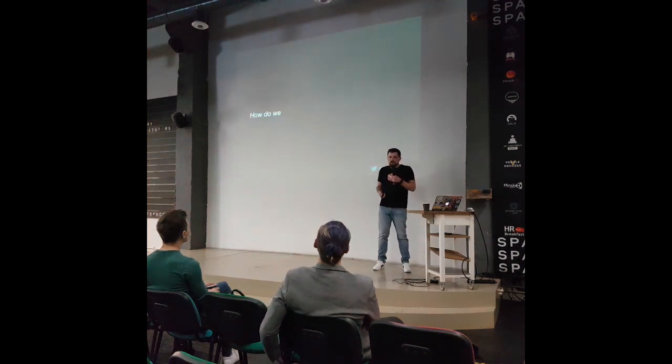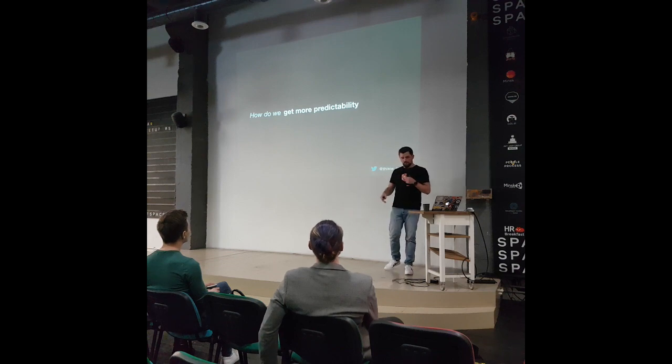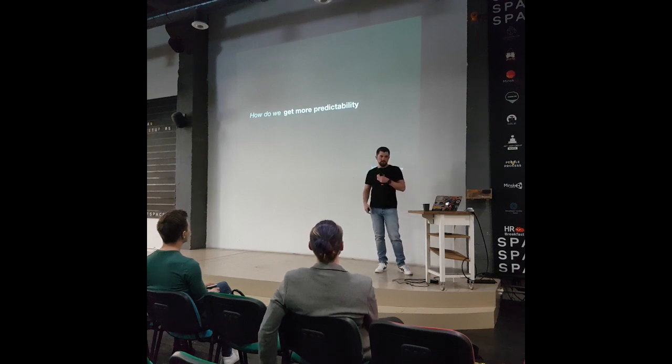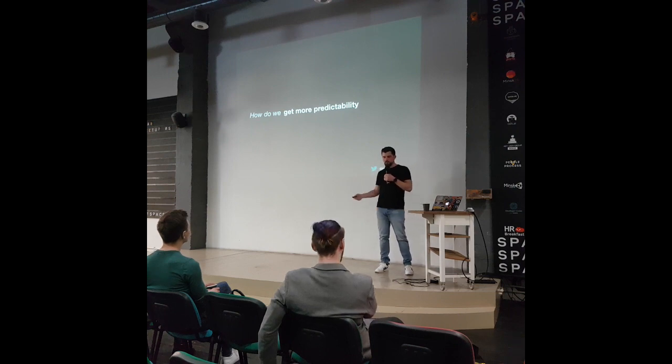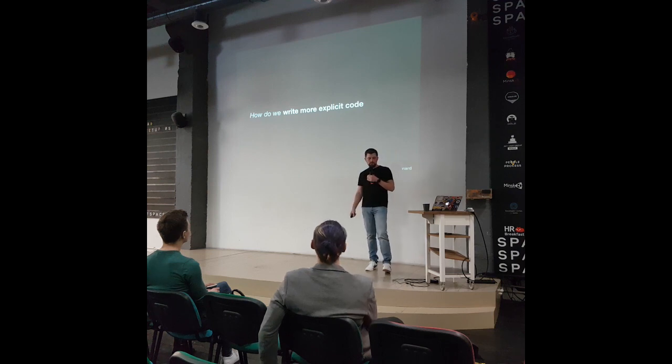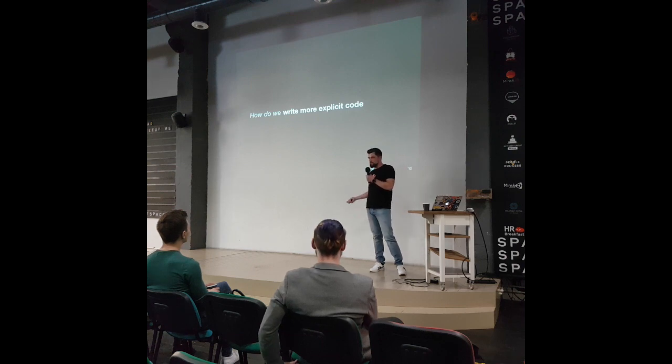We asked ourselves, how do we get more predictability? How can we actually predict what our code will be doing? Because as you know, sometimes you write code and you deploy it on your production environment and all of a sudden it is completely broken or you created a lot of new bugs. How can we write more explicit code, for the reasons I just mentioned, so that other people understand it easily, maybe without documentation, because we all hate to write documentation, right?